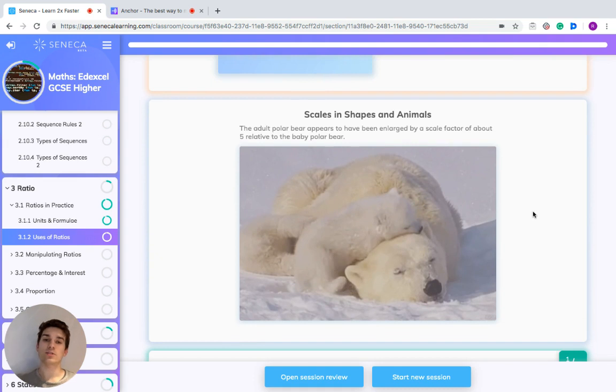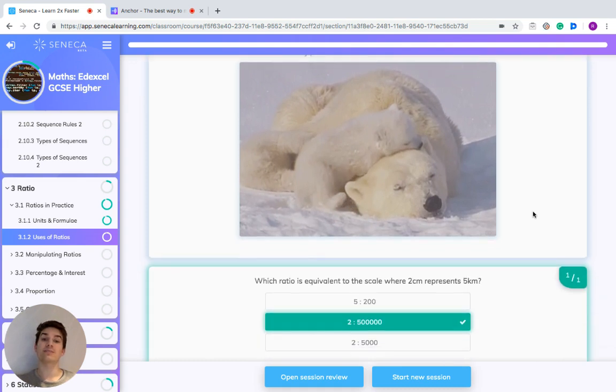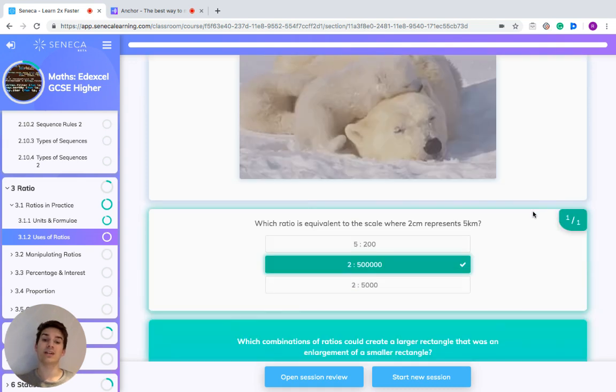Now, you can also think of scales in shapes and animals. So take an adult polar bear. That appears to be an enlarged version by a scale factor of about 5 relative to a baby polar bear. But they look very similar. They're just an enlarged version of it.